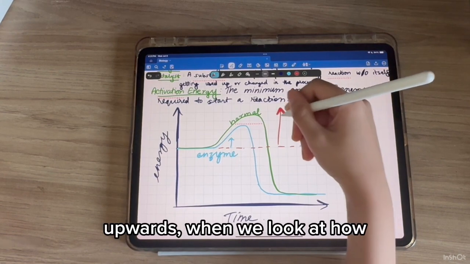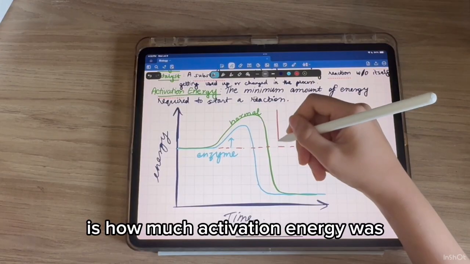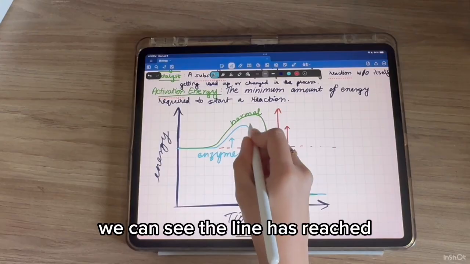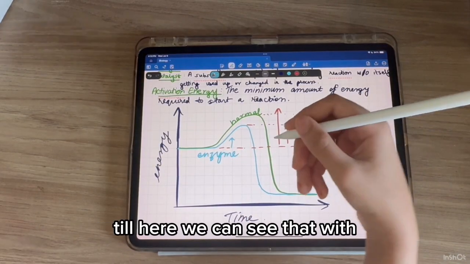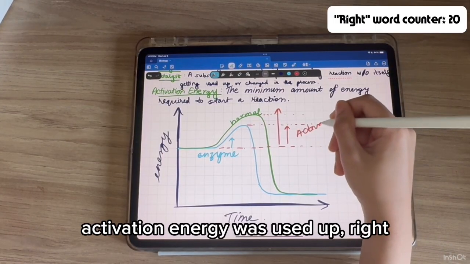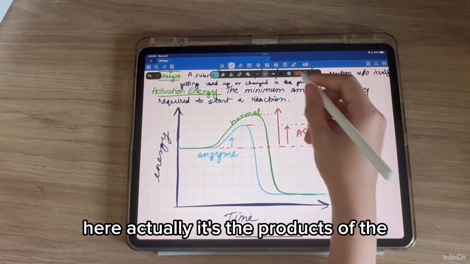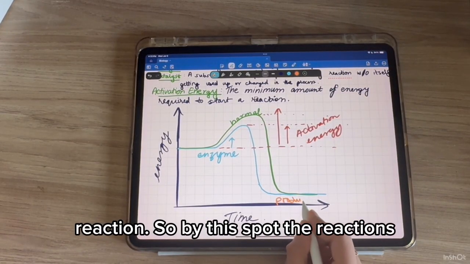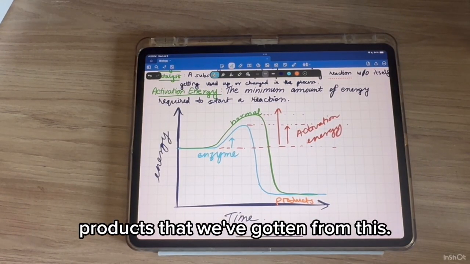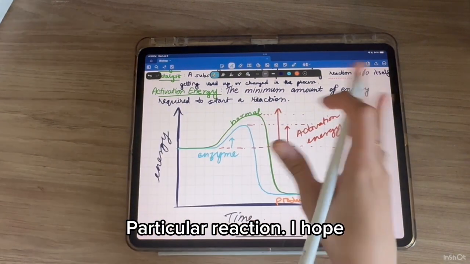This way upwards, when we look at how high the line has reached, that is how much activation energy was used up. So over here we can see the line has reached till here. We can see the visible difference in how much activation energy was required, right? And over here actually it's the products of the reaction. So by this spot, the reactions have ended, and we're looking at the products that we've gotten from this particular reaction. I hope you understand this, okay?